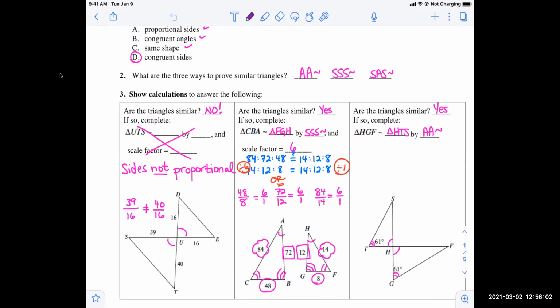So remember that if triangles are going to be similar, if polygons in general are going to be similar, the angles have to match up to be pairwise congruent and the sides need to be proportional.